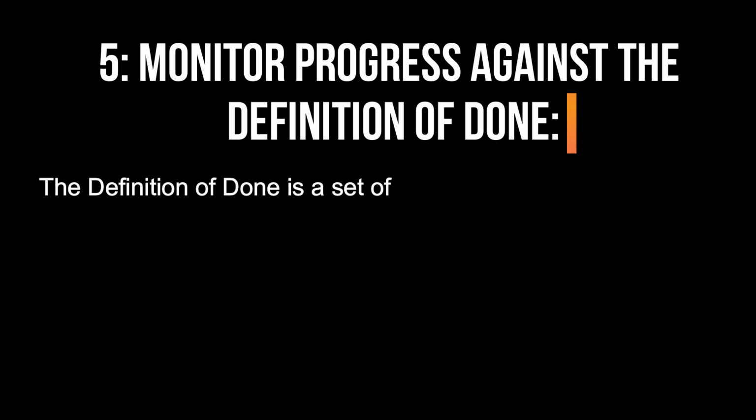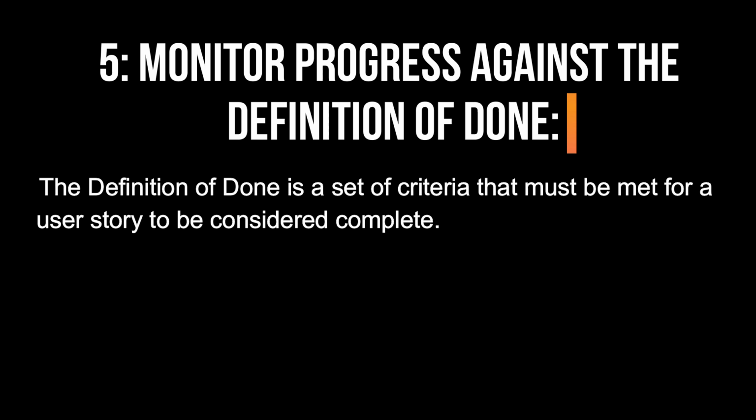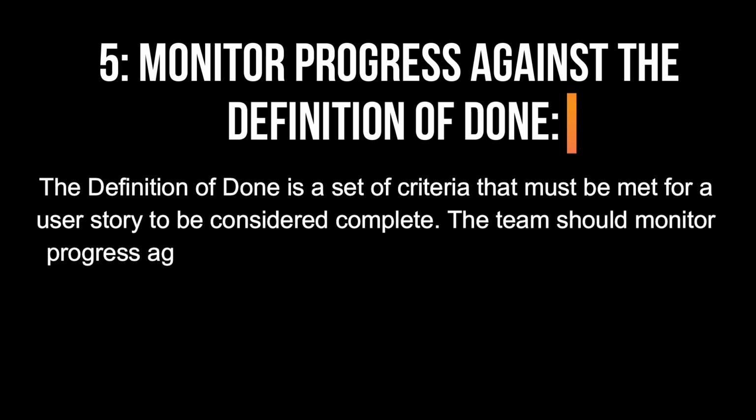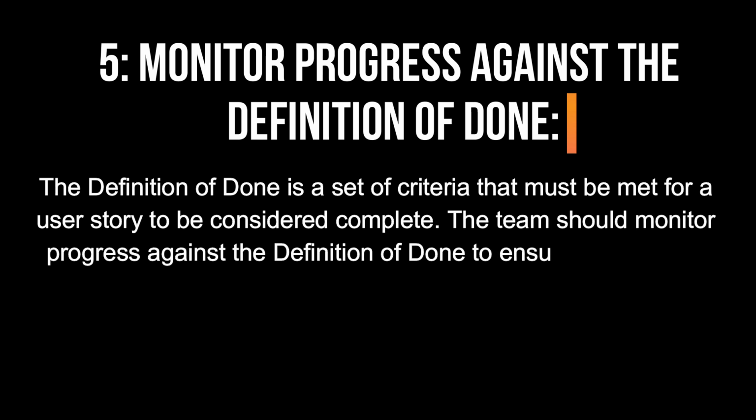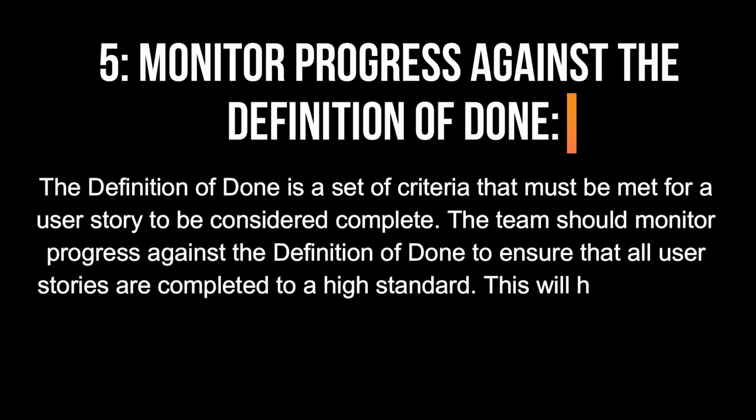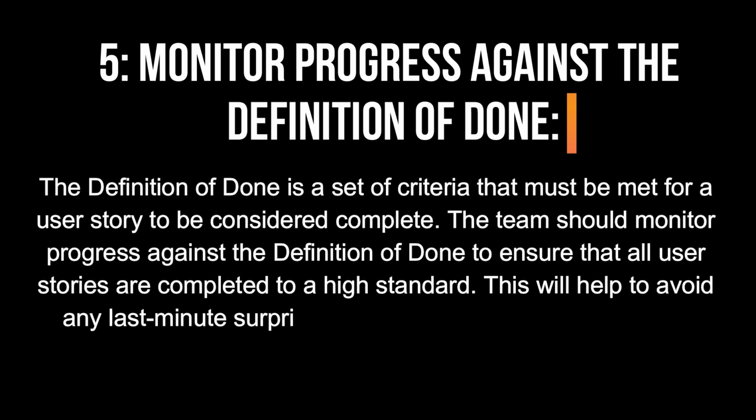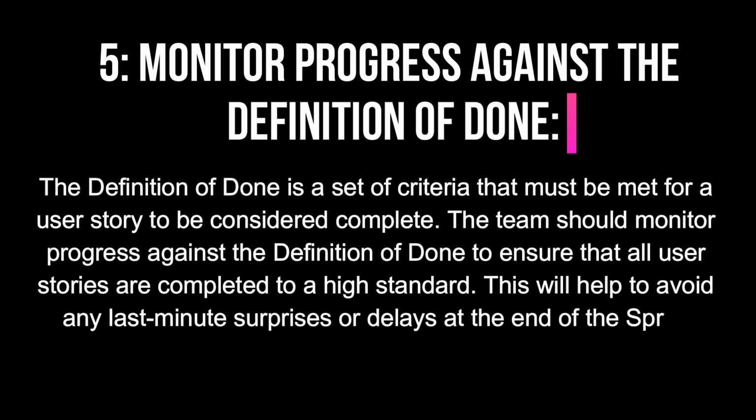5. Monitor progress against the definition of done. The definition of done is a set of criteria that must be met for a user story to be considered complete. The team should monitor progress against the definition of done to ensure that all user stories are completed to a high standard. This will help to avoid any last-minute surprises or delays at the end of the sprint.